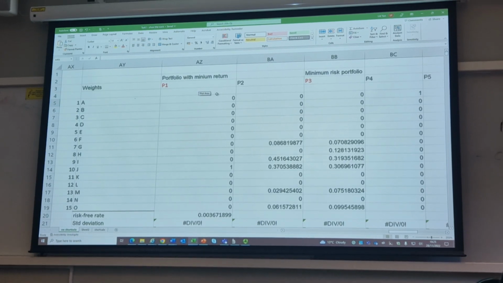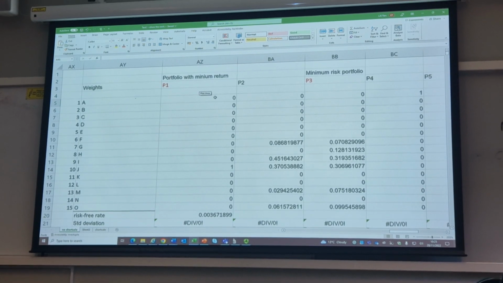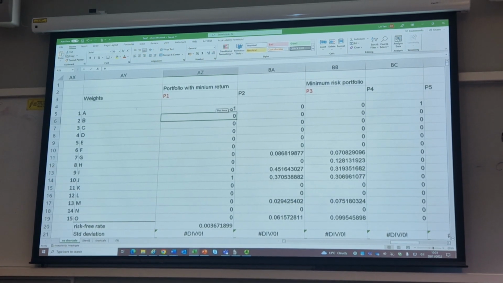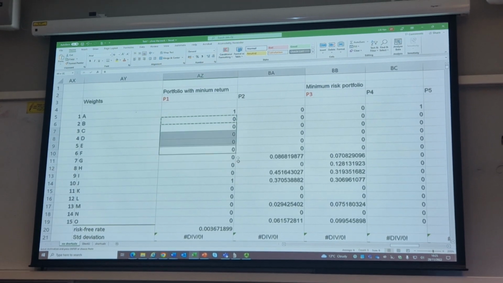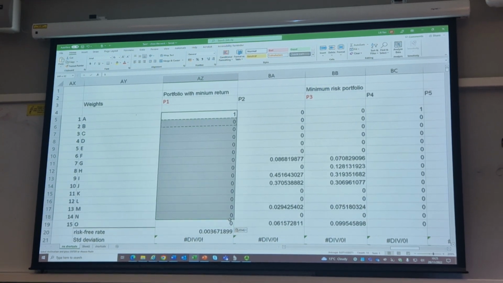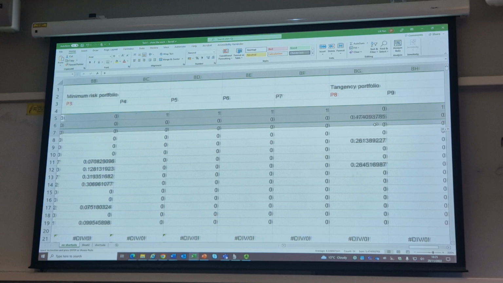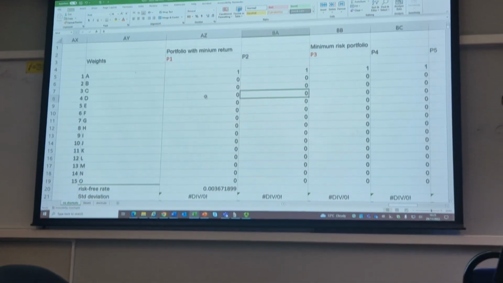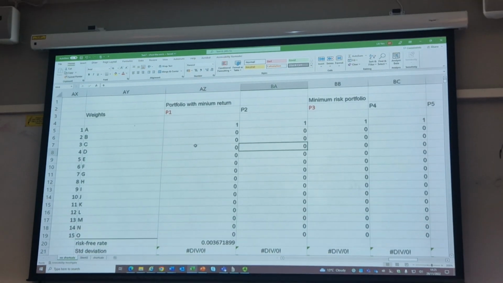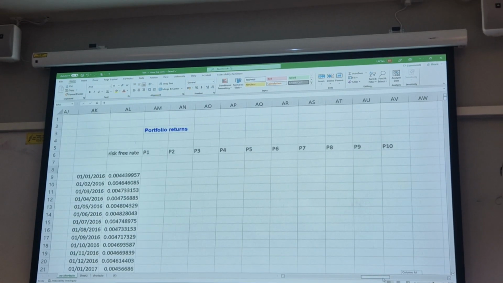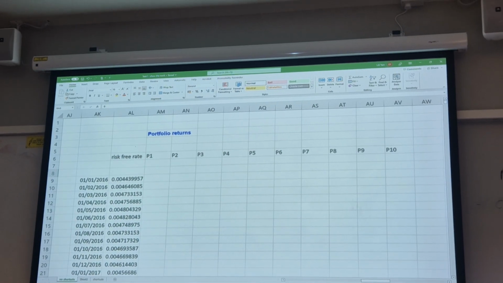Initially, we need to set a weight on these 10 portfolios. As I mentioned before, we can just set 1 for the first stock and 0 for the remaining stocks. And then we just copy paste it for the rest of the portfolios. So this is the initial weight that we set for these 10 portfolios. Given the weights, we can calculate the return of these 10 portfolios.